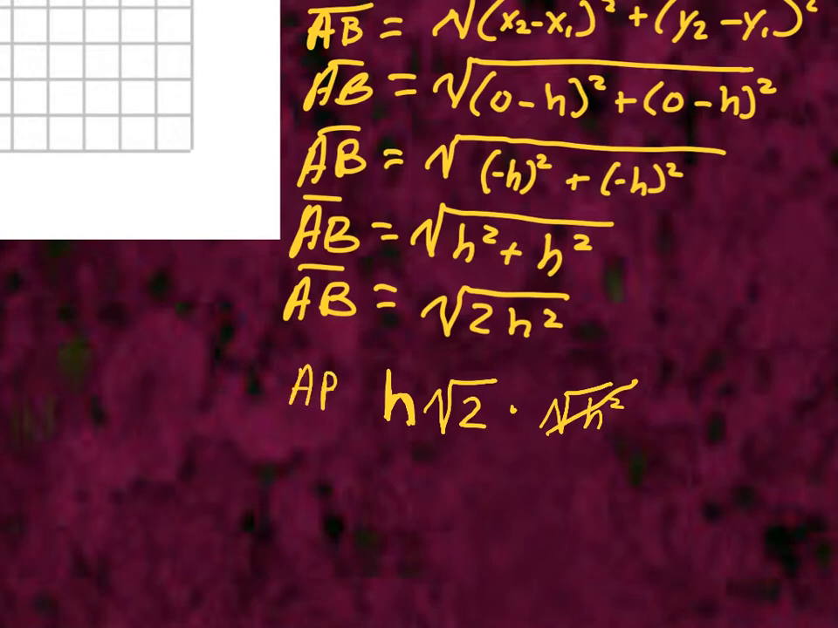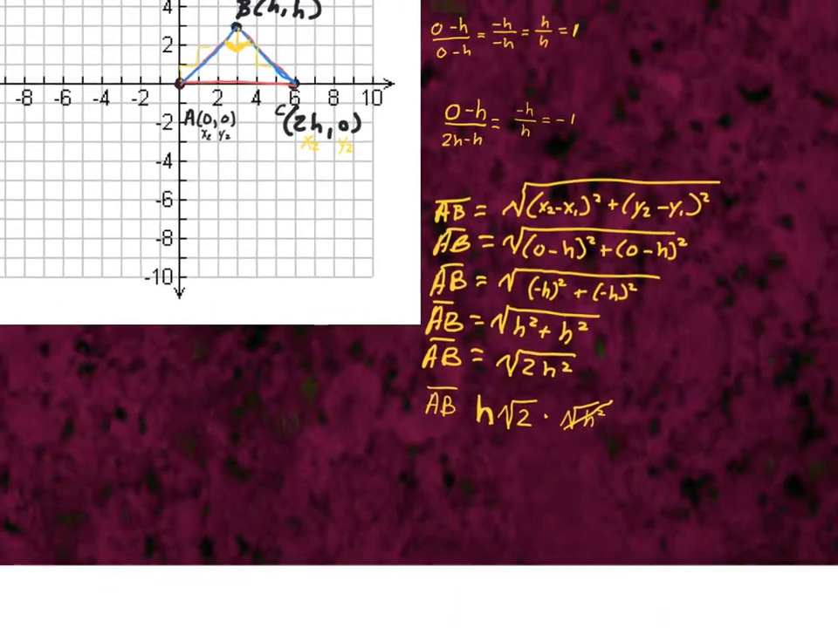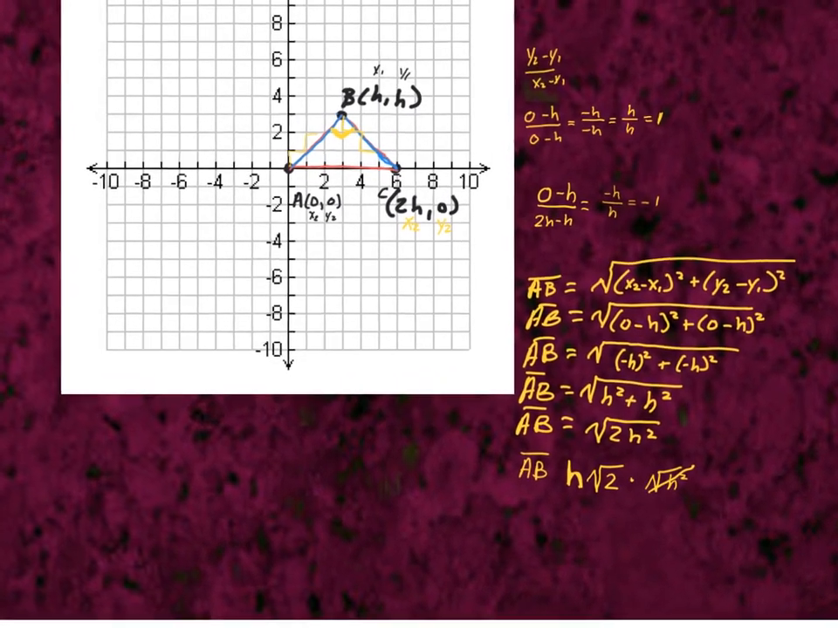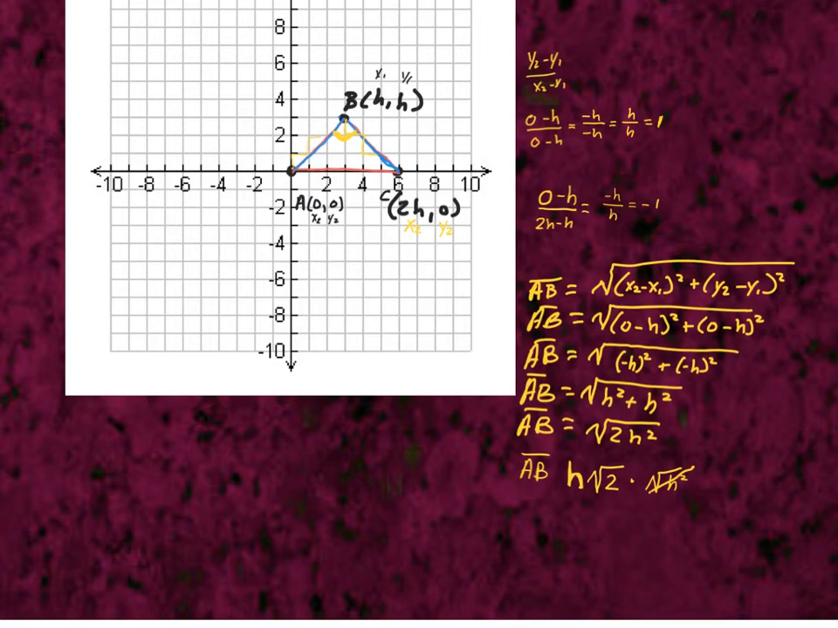So the distance of AB is h square root of 2. You can see this is getting a little bit complicated here because we've got variables in there. I don't know what that distance is, not until you tell me what h is, but we are going to still see if BC is congruent to that, because if it's congruent, it doesn't matter. We've got an isosceles triangle, so let's do BC.